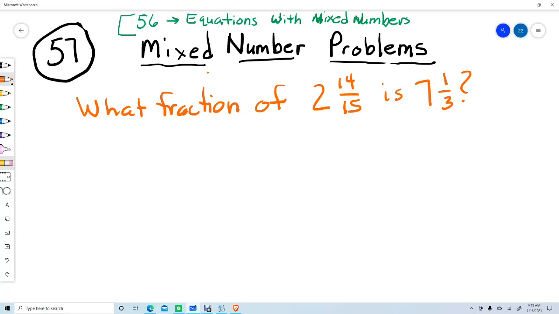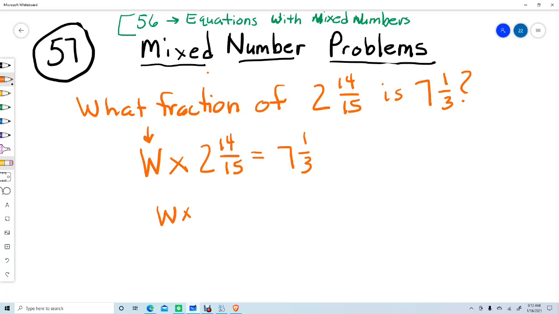If you see this type of problem, what fraction of, you're looking for a mixed number. So you'll start right off with your W. What fraction of 2 14/15 is 7 1/3? So same thing, we're looking for factor number 1. I'm going to convert 2 14/15 to an improper fraction.